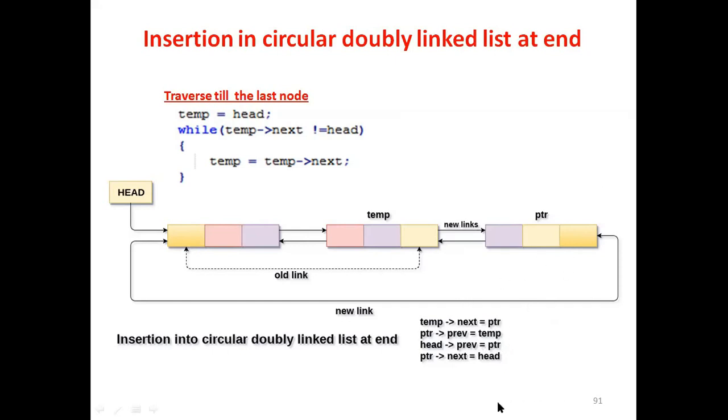Okay. Then ptr next equals to this one. So ptr next, this should contain what? This field should contain head's address. Head. So that is done here. So ptr arrow next equals to head. Okay. So this is how we can insert at the end of a circular doubly linked list. Okay. Any question? Okay, since there is no question, move on to the next slide.